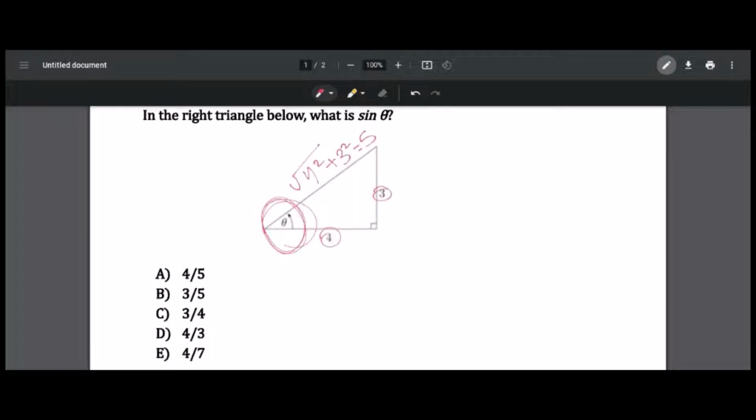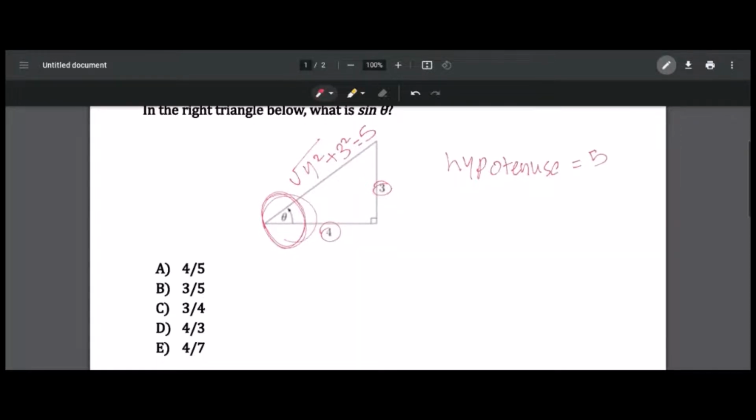The hypotenuse is 5. We know that the sine of the angle is opposite over hypotenuse, which equals 3 over 5. The answer will be B.